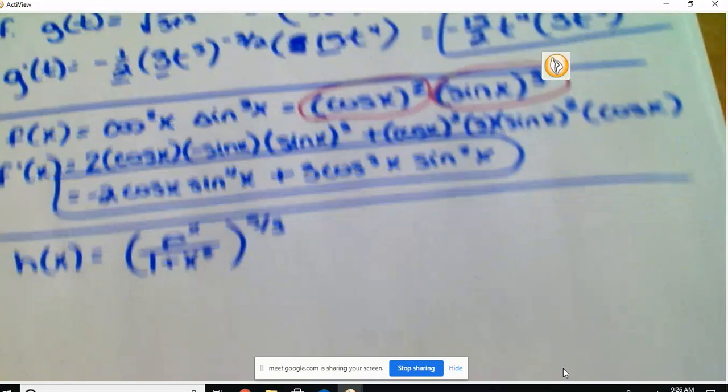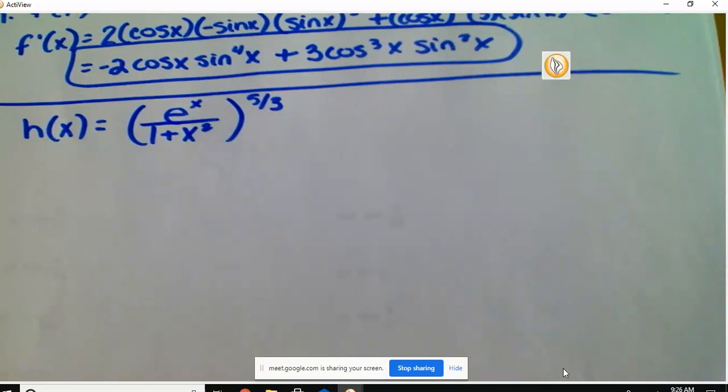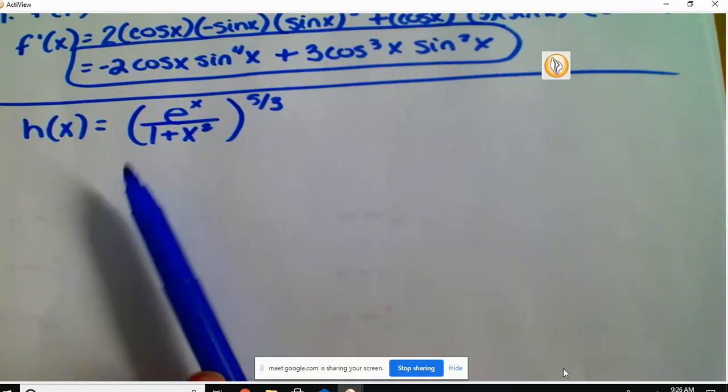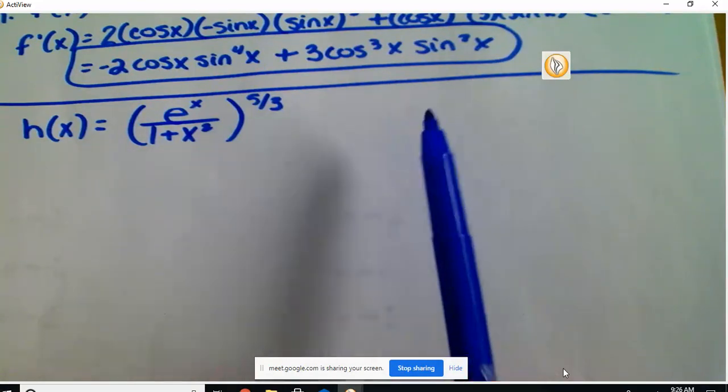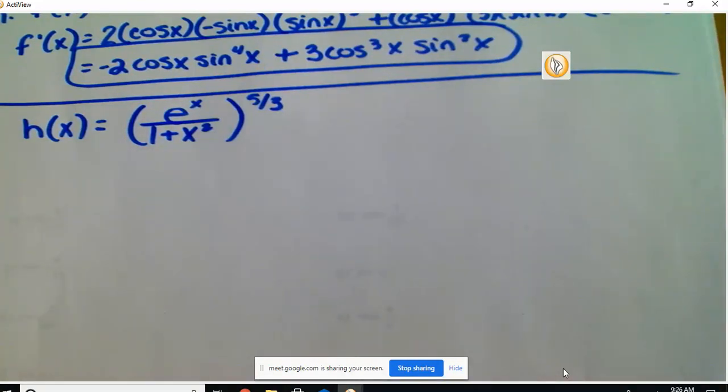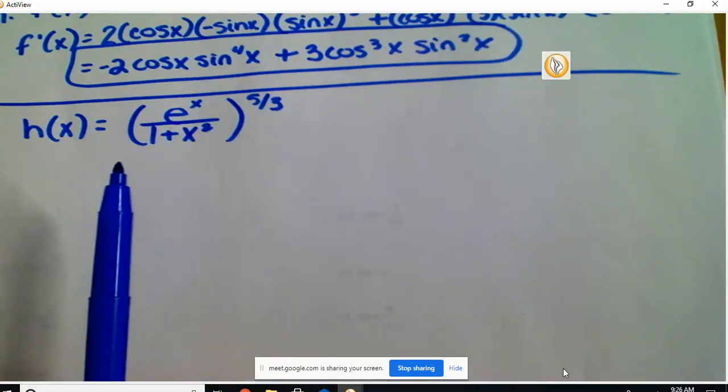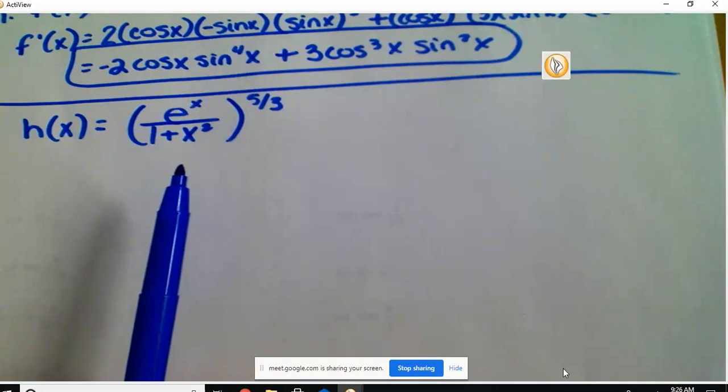There are a couple different approaches for this problem. And we can keep it like this. We could also write it as the top and bottom each to the 5/3 power, if you want to distribute that. Did you guys separate it, or did you just work like this from here? Okay.